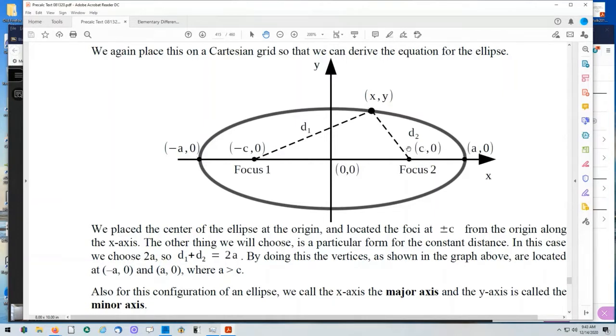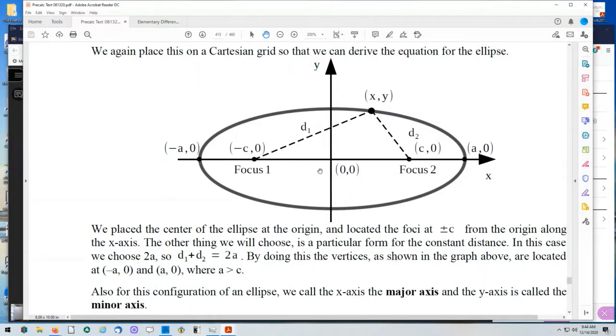Now, we set this up in a very specific way. There are two axes here, the horizontal and the vertical. The axis that captures the longer part of the ellipse is called the major axis. So for now, we're doing an ellipse that has a major axis along the x-axis. Very shortly, we'll switch it up and flip it the other way. The other axis is called the minor axis.